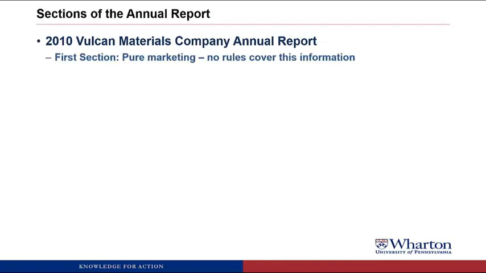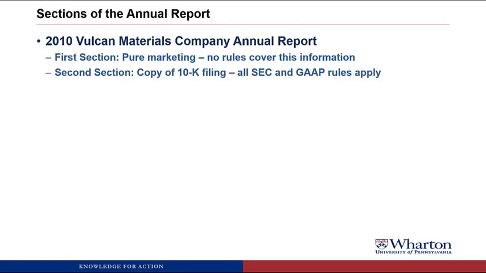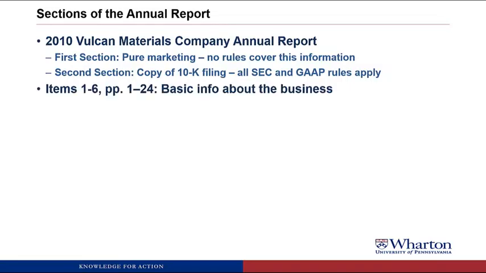So as I'll show you in a little bit, the first section is pure marketing. There's no rules that cover what's in this part of the annual report. You can spin things however you want. And so it's going to be a little bit less reliable than the second section, which is the copy of the 10K filing. That's going to be where all of the SEC and GAAP rules apply, and that's going to have the reliable information which follows the rules that we were talking about throughout the course.